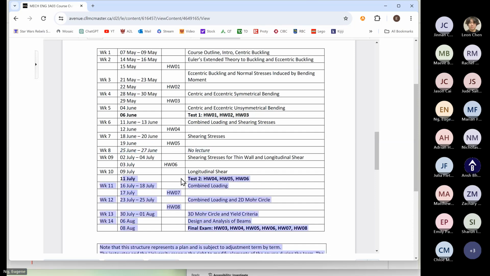The 11th of July is test 2. I'll test you from homework 4, 5, and 6, whereas test 1 is homework 1, 2, and 3. On the 8th of August is your final exam. It'll cover homework 3, 4, 5, 6, 7, and 8, but with more emphasis on homework 7 and homework 8. So this is your schedule. All the testing will be done face to face. At McMaster Faculty of Engineering, we're not supposed to do any testing or assessment online.